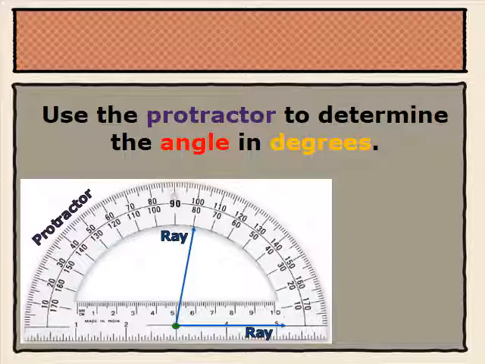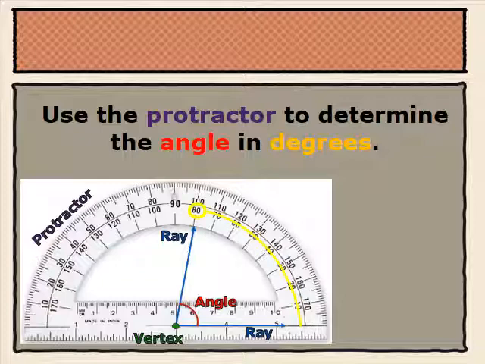We have two rays that meet at an intersecting point. This intersecting point is called the vertex. When using our protractor, we must make sure that the center of the protractor is on the vertex, where the two rays intersect. Once the center of the protractor is on the vertex of the two rays, we will be able to determine the angle.